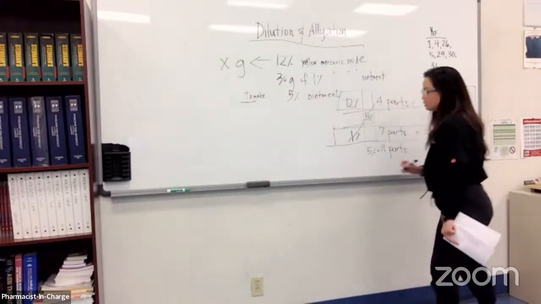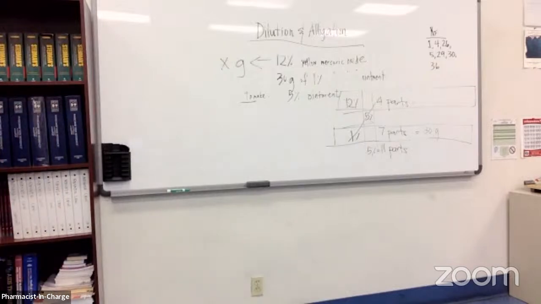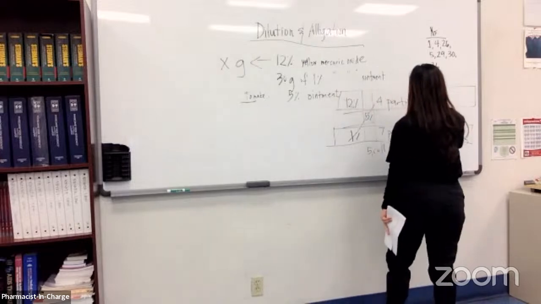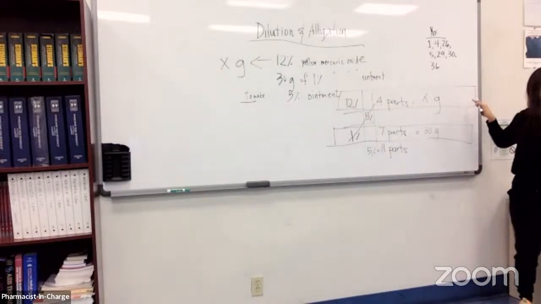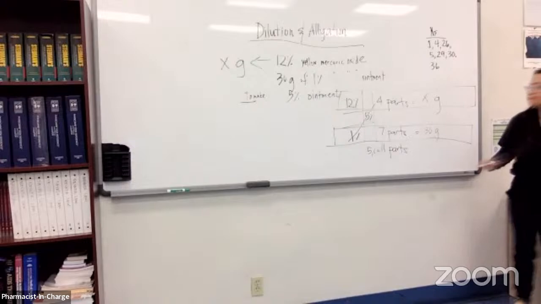Now, what was the question? How many grams of the 12%? This is actually the X grams, correct? Because this is the 12% row. Follow? Can it work this problem? Yeah. Okay, this is when the tweak happened again.